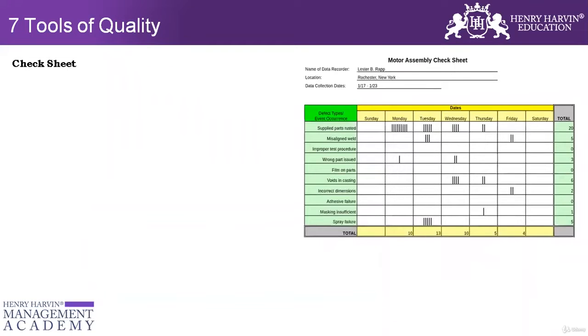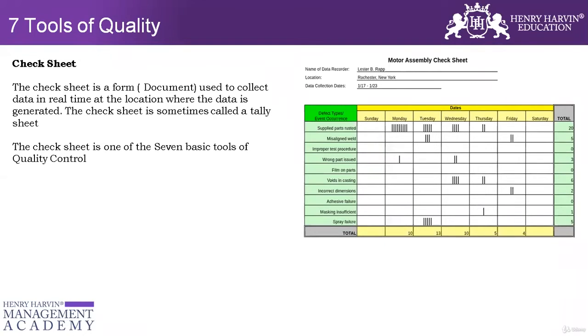Then there is another quality tool, the last one in the list, which is called the check sheet. A check sheet is a kind of document which is used to collect data in real time, so that we can capture what irregularities are in place. Sometimes when there is no check sheet in place, I might not be able to identify where the problem lies. This is an example of a motor assembly check sheet, showing the number of defects occurring on different days.